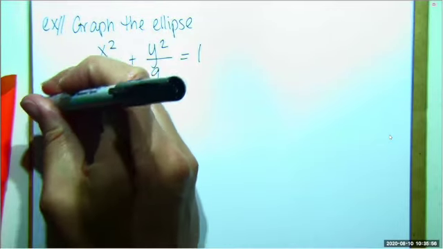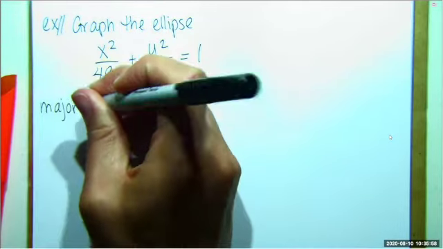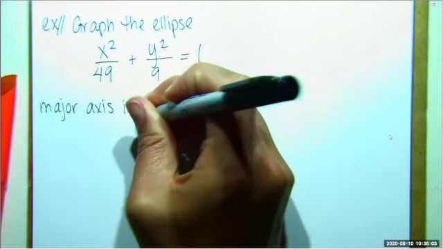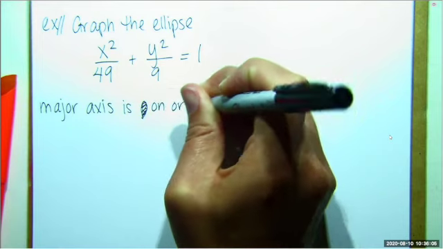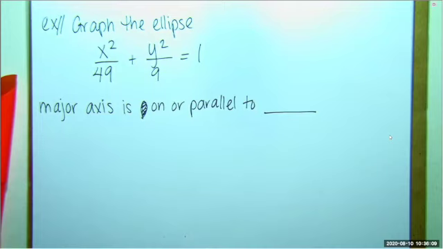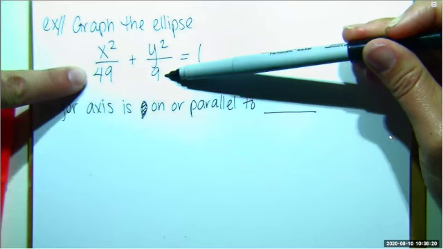Okay, so the first thing we're going to do is determine where our major axis is. The major axis is on or parallel to, and we need to determine if this is on or parallel to the x-axis or on or parallel to the y-axis. Okay, so the way we determine where the major axis is, we look at these numbers in our denominator.